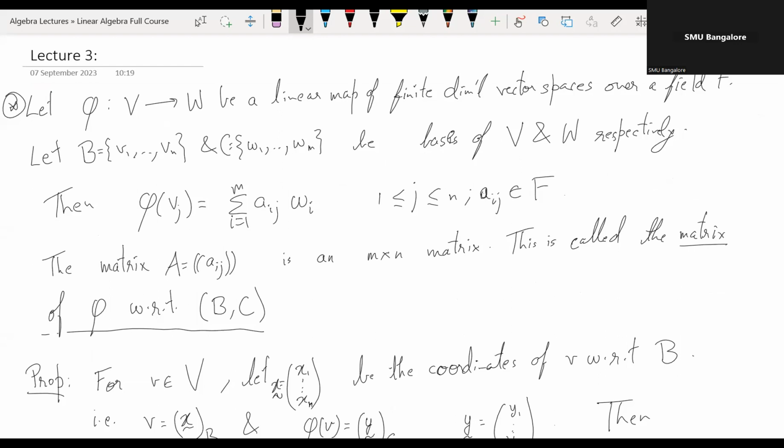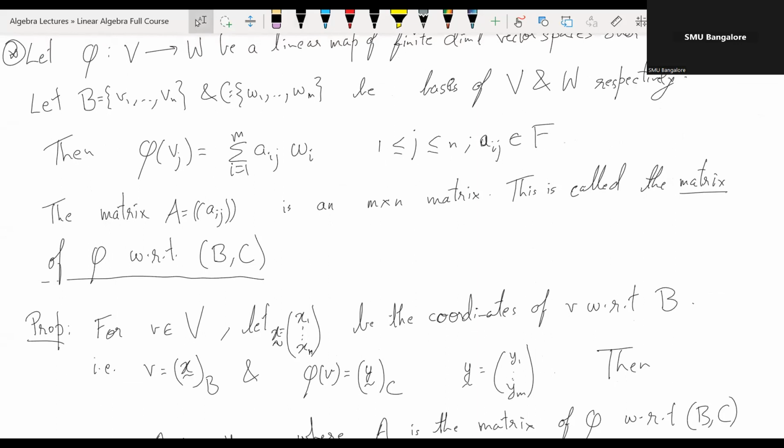Now, what is the relevance of this matrix? You can write this linear map in terms of the matrix if you use these bases. Remember, once you are given a basis, every element of the vector space has a coordinate. If you use this basis to write the coordinates of every element, then this linear map boils down to A. That is what the next proposition says.